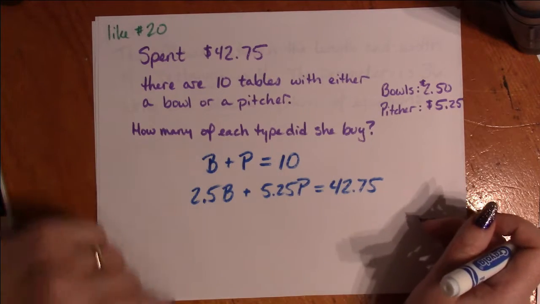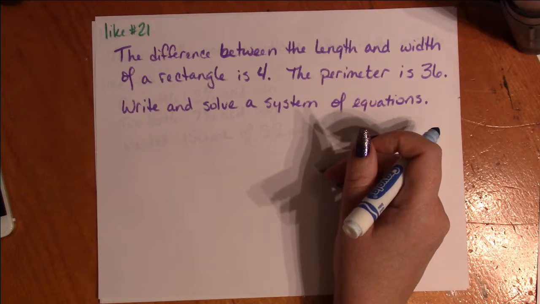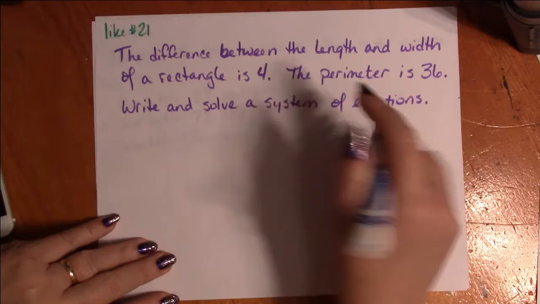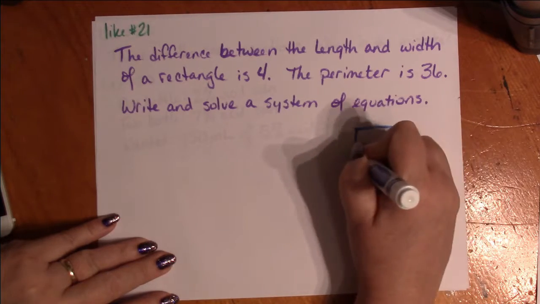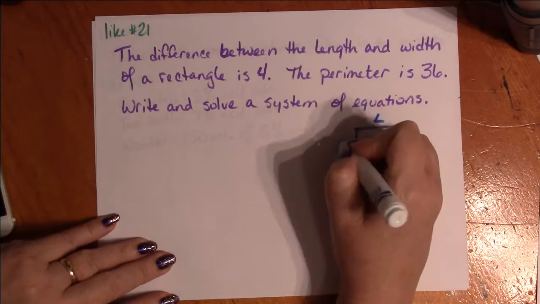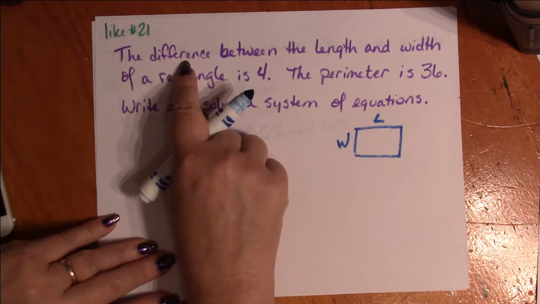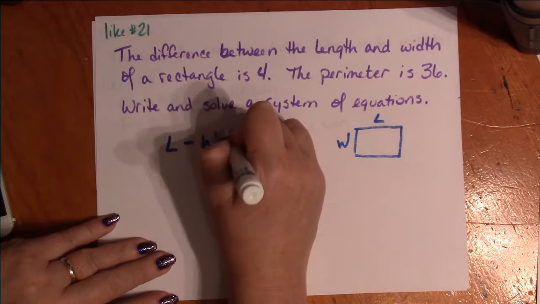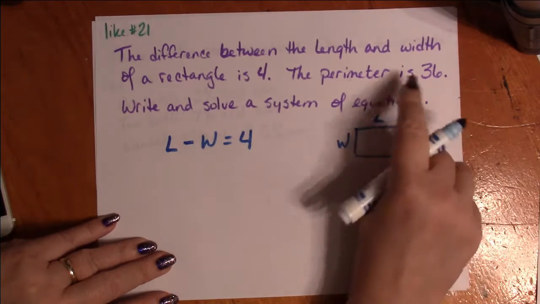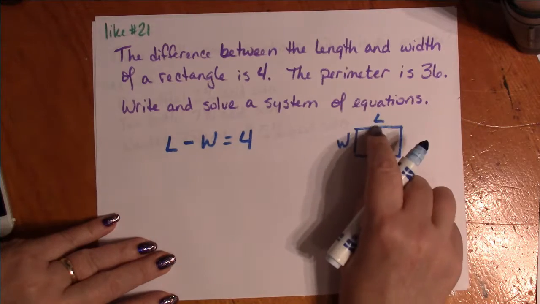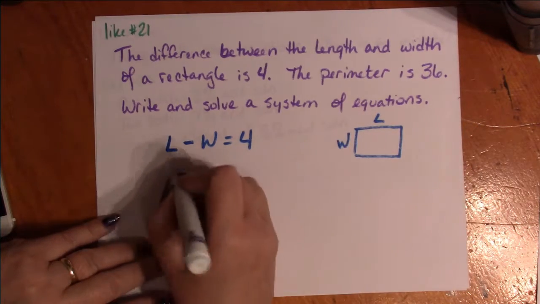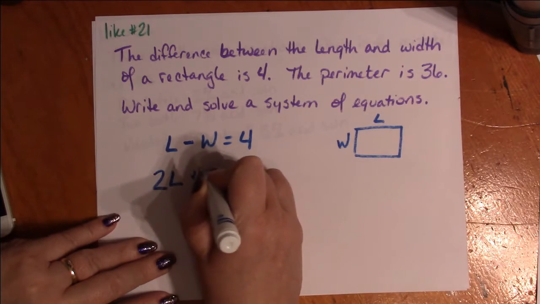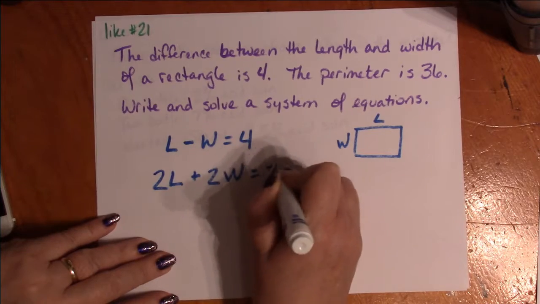elimination. Okay? A problem like number 21, this says that the difference between the length and width of a rectangle is 4. The first thing I'm going to do is draw myself a picture. This is the length and this is the width. And the difference, which means a subtraction problem, is 4. So L minus W equals 4. The perimeter is 36. And the perimeter is this plus this plus this plus this. So I'm going to have 2 L's and 2 W's. 2L plus 2W equals 36.